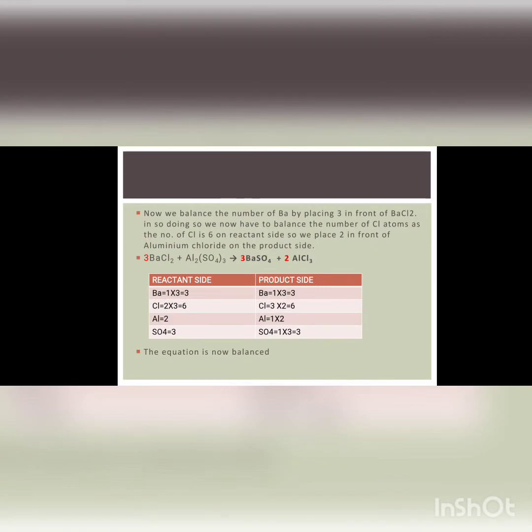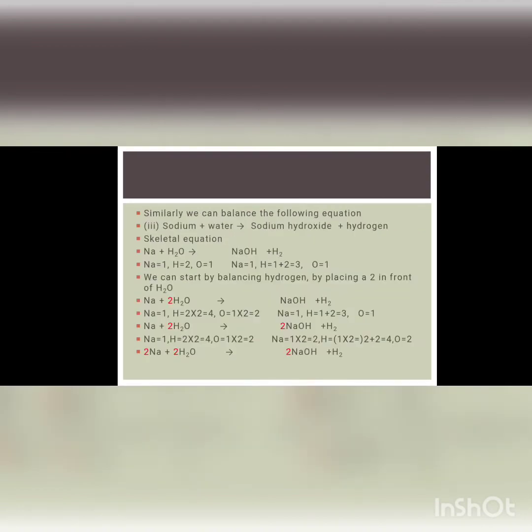But now the number of chlorine atoms will change from 2 into 3, which will be 6. On the product side, I will also have to balance the number of chlorine atoms by placing a 2 in front of aluminium chloride. So that will become 6. Number of aluminium atoms on the reactant side is 2. Number on the product side will also become 2. Sulfate ions is balanced. So we can write down the equation.